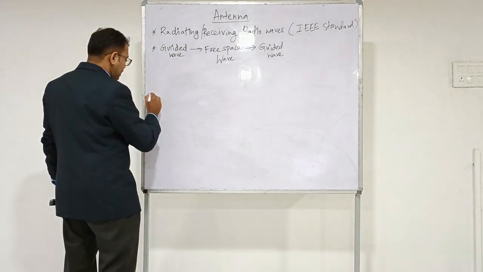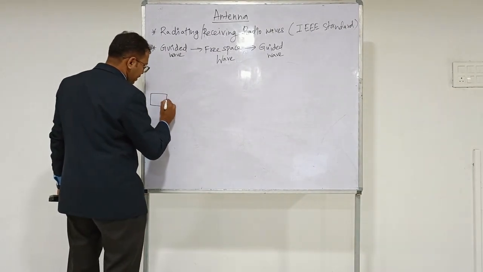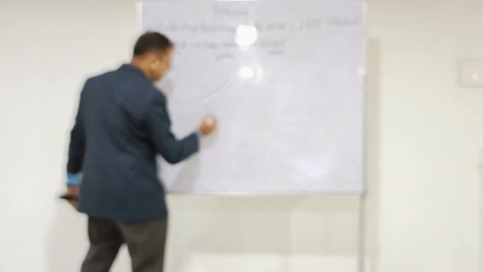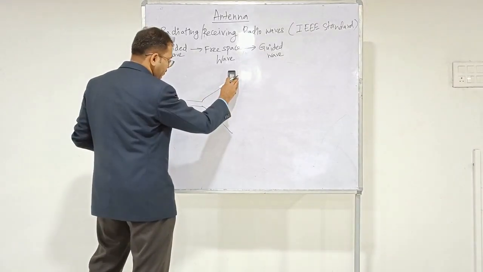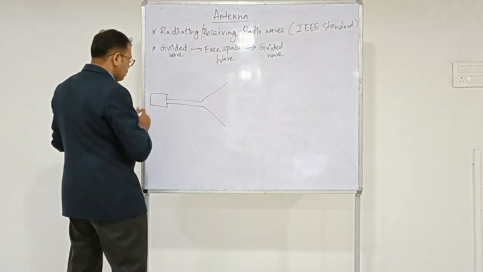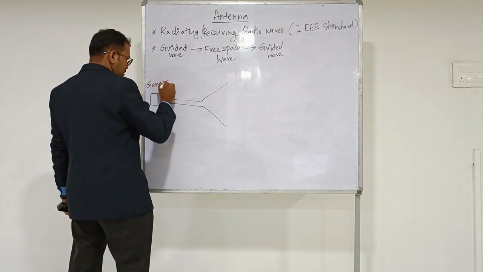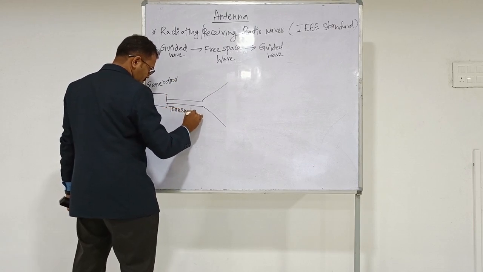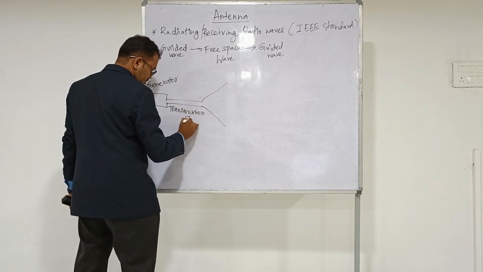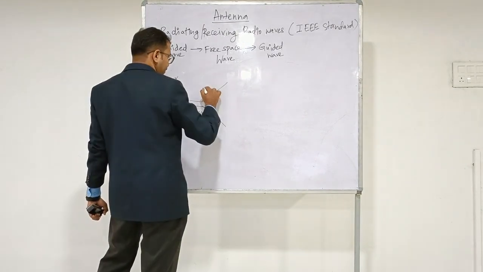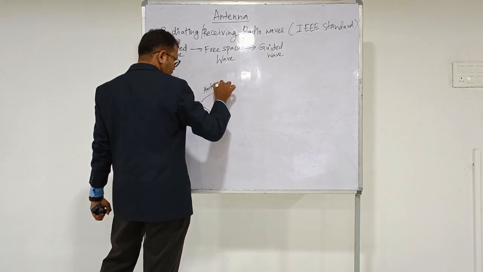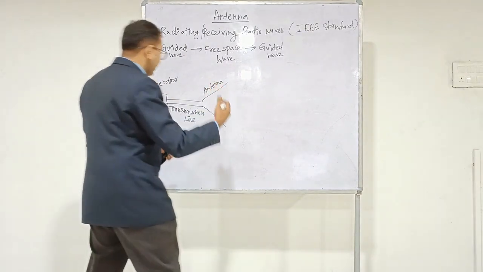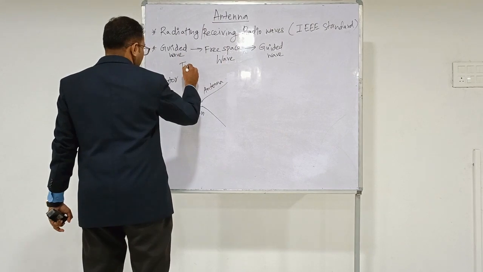So now let me consider a generator, and this is the transmission line that is feeding your antenna. This is your TX antenna. So this is my generator, this is the transmission line, and this is the transmitting antenna. This is with respect to the TX part, the transmitter part.